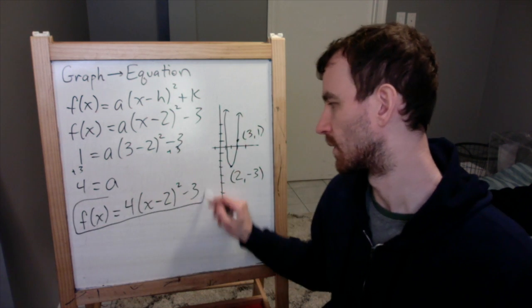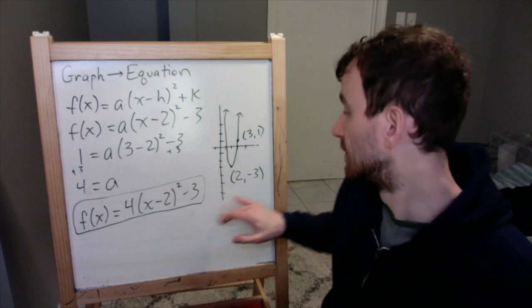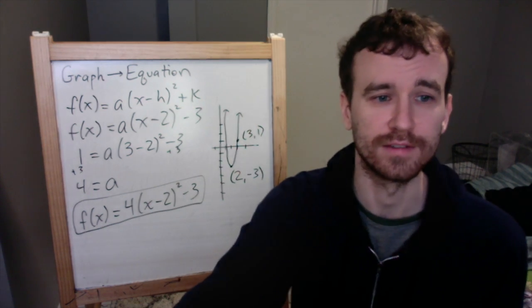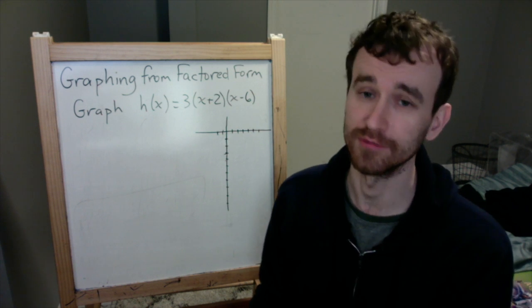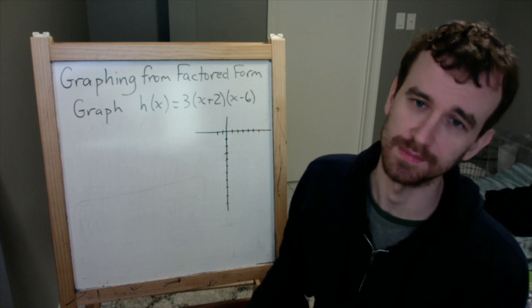So that's how you can write an equation in vertex form if you're given a graph, or if you're just told the vertex is this point and this other point is on the graph. Now, how can we figure out how to graph or deal with something from factored form? Say we want to graph this guy right here, 3 times (x plus 2) times (x minus 6).